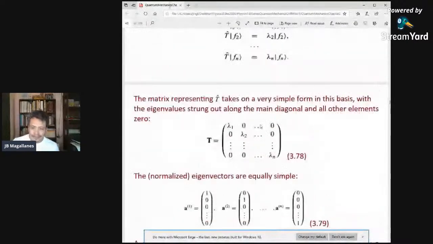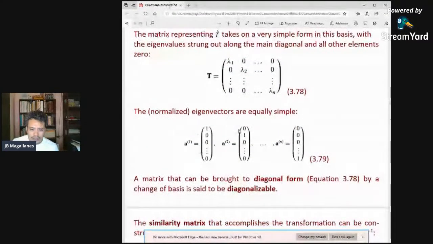So you can write the transformation equal to this. And of course, the normalized eigenvectors are equally simple: a1 would be (1, 0, 0, ...) with everything else 0. Then a2 is (0, 1, 0, ...), everything else 0. And up to an, which would just be 0, 0, 0 until 1.